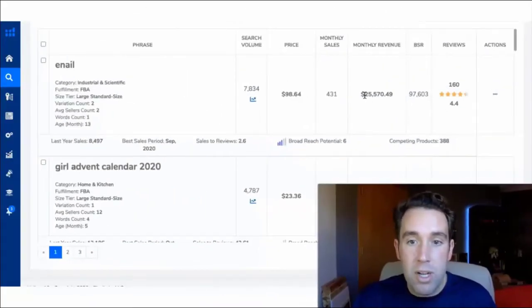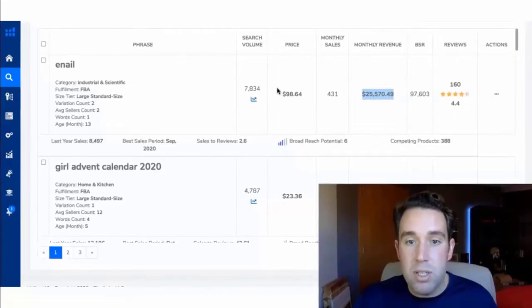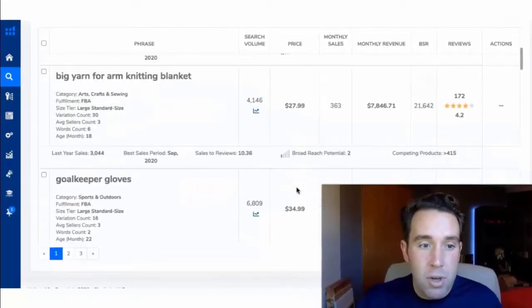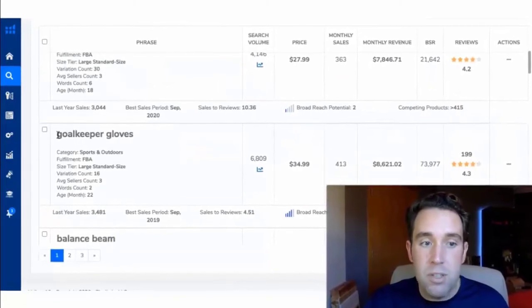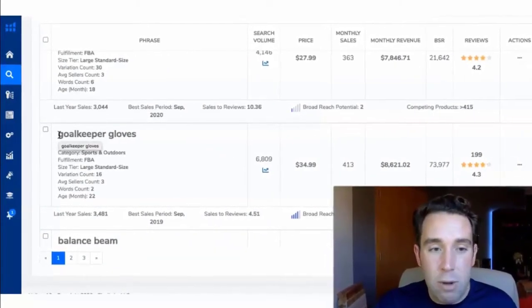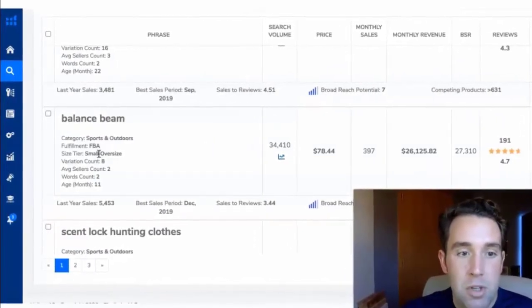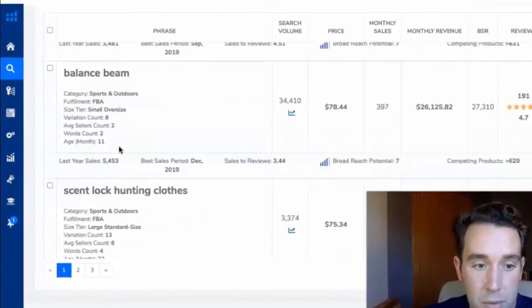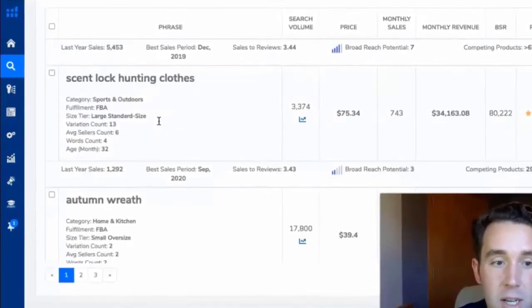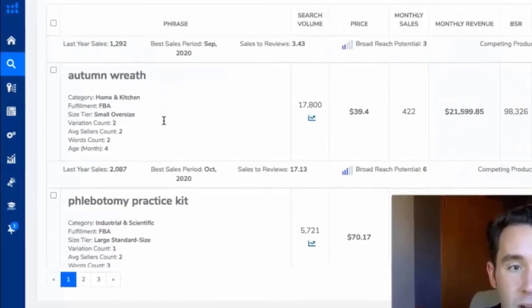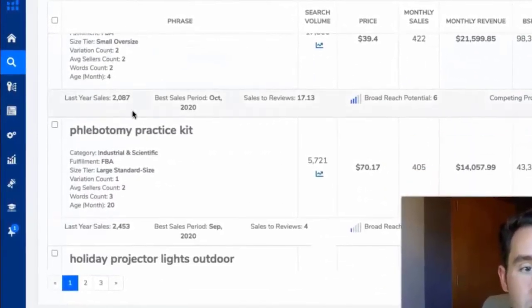But here's what I look at: monthly revenue, and then the reviews. Those are really the important ones. And then price, of course, but let me show you the first one. Goalkeeper gloves is for soccer, mostly an outdoor sport, and we're going into winter, so I wouldn't do that. Balance beam is a small oversized product, so I skipped over that. Scent for hunting: hunting is a seasonal type of product. Autumn is a seasonal type of product.